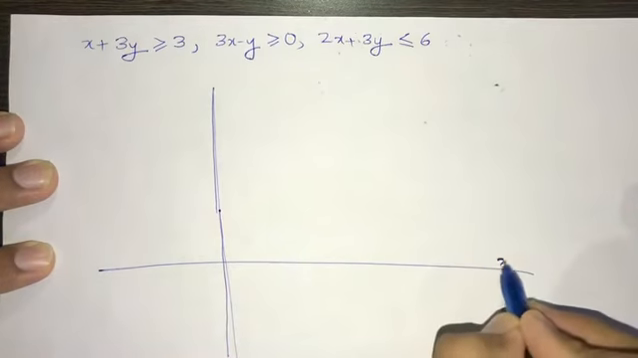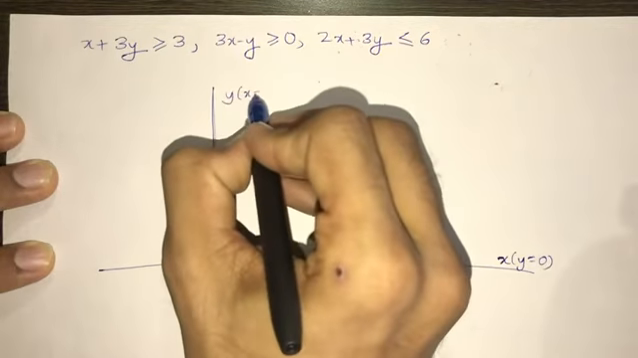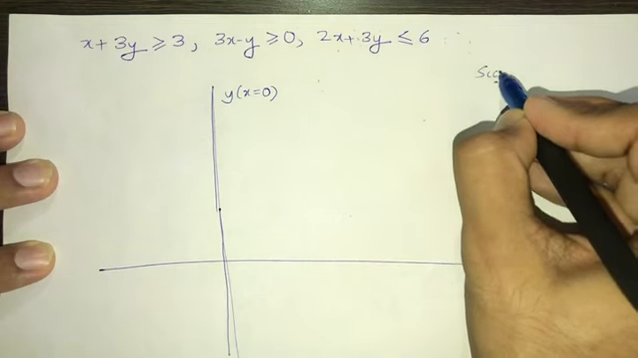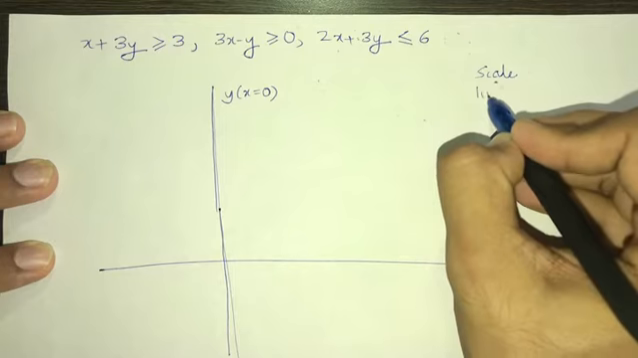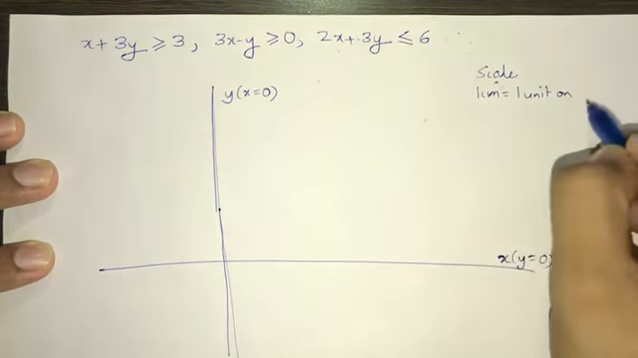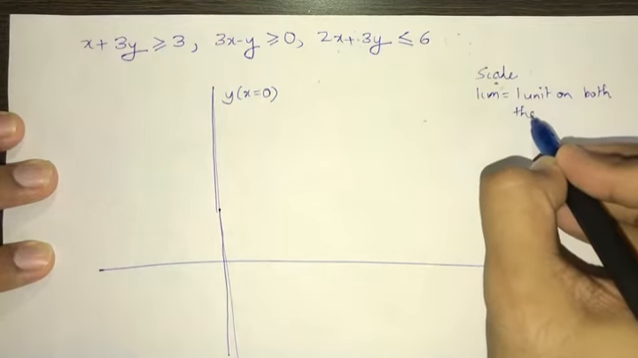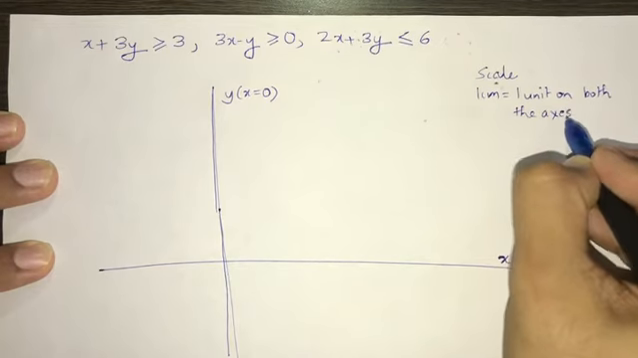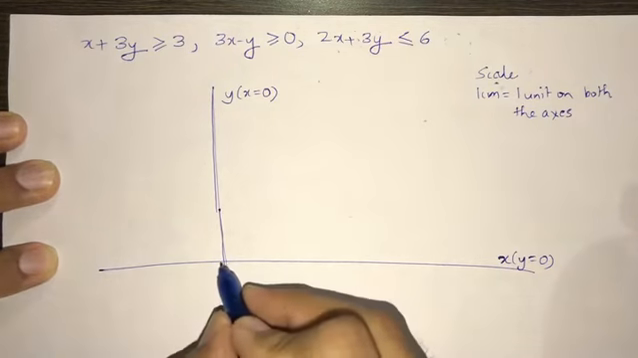Okay, x-axis, y is 0, and I'll have the y-axis, x is 0. Scale, you have to write the scale every time. The scale will be 1 centimeter as 1 unit on both the axes. That's the scale. We have the origin here.